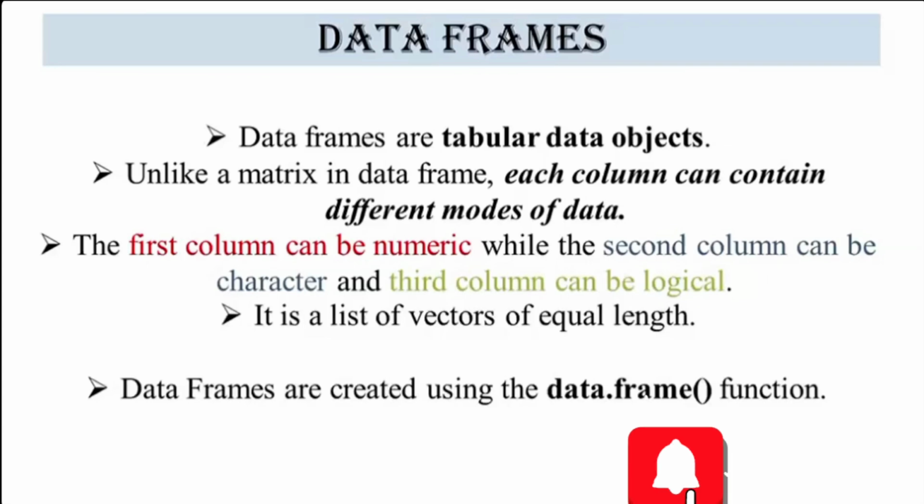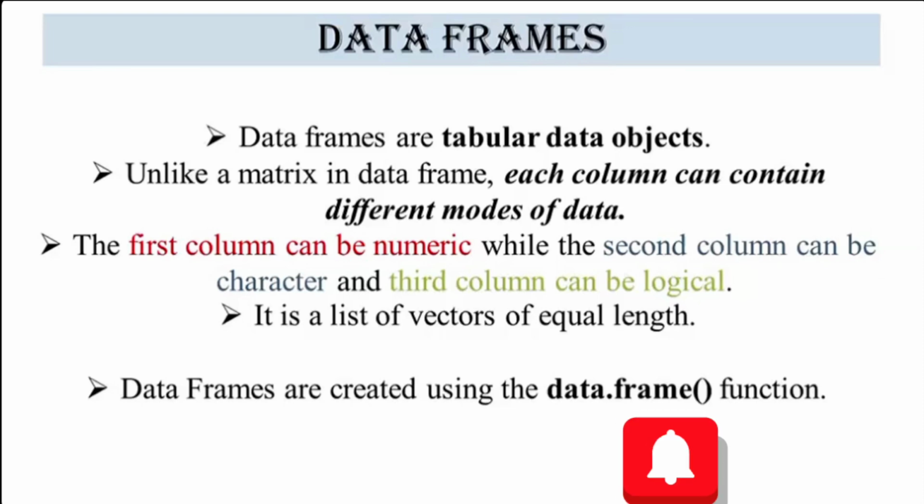Means there is no specific rule like which can be the first column, second or third. It can be anything in case of the data frames. It is a list of the vectors of equal length. Okay, so length has to be equal. The difference in the length is not allowed in this data frames category.